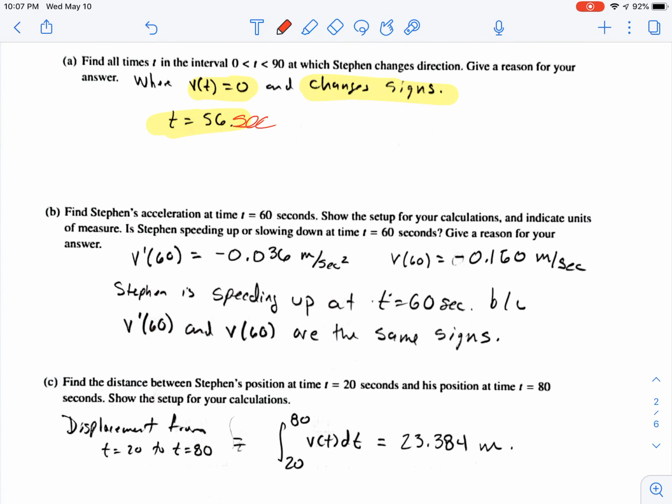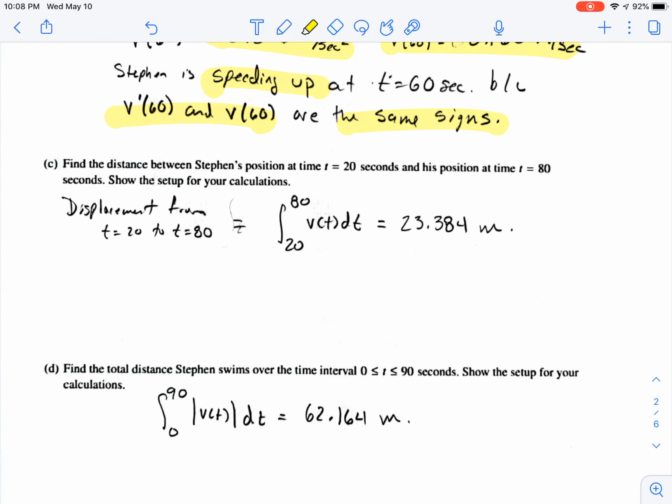Second one, find the acceleration at time 60. And then tell me whether he's speeding up or slowing down. So we can use math 8 in order to do that. And you should have units of meters per second squared. We also want to go ahead and find the velocity at time 60 so we can see if the velocity and acceleration are the same signs or opposite signs. They turn out to be the same sign, so he is speeding up because the acceleration and velocity at time 60 are the same signs.